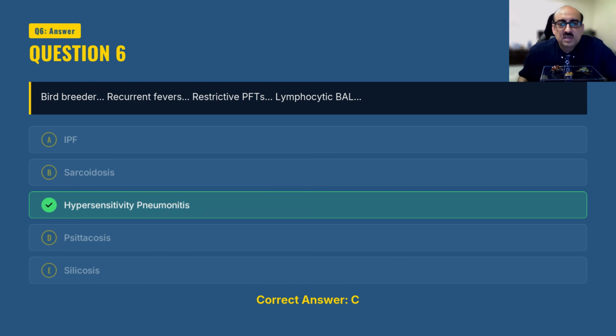Answer for question 6: for a patient who is a bird breeder, has recurrent fevers, restrictive pulmonary function tests on investigations, and a lymphocytic bronchoalveolar lavage, the correct answer is C, hypersensitivity pneumonitis. We'll come to the discussion in the next slide.